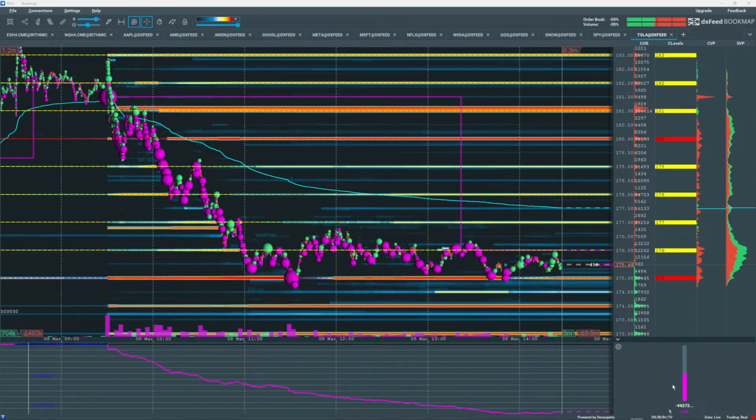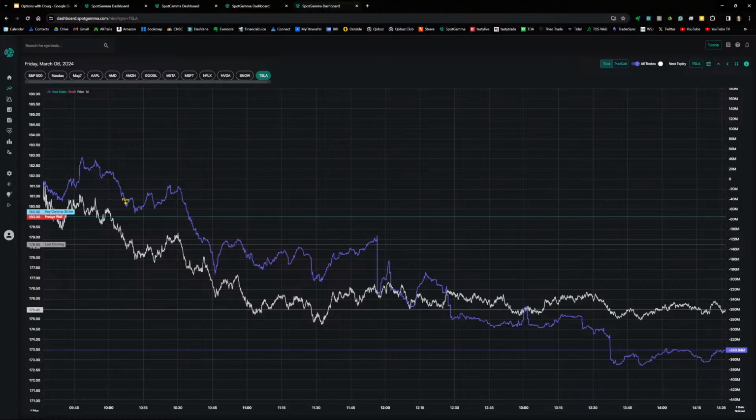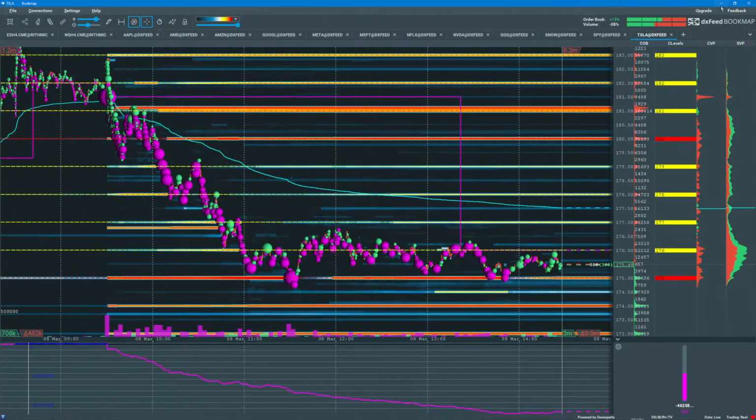Let's go back to Hero. All right, there's no significance to the 175 level. 180 was the key gamma strike, the hedge wall. That's 180 here.